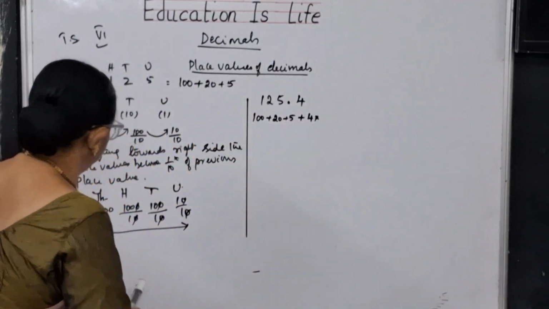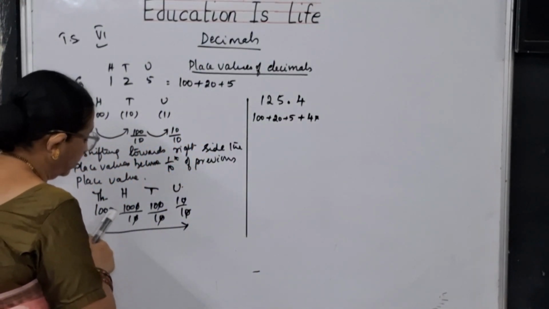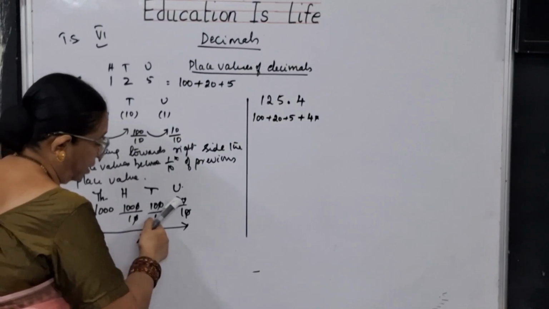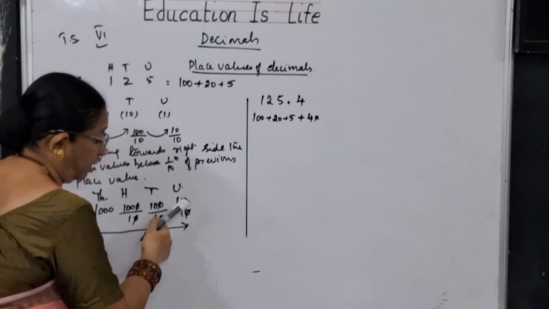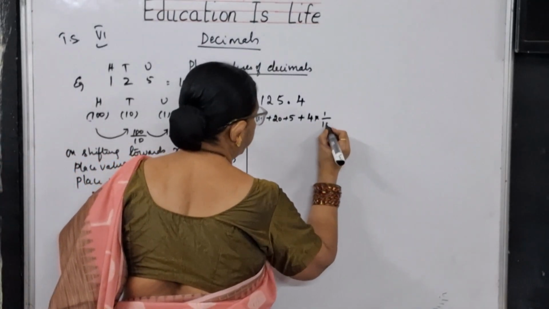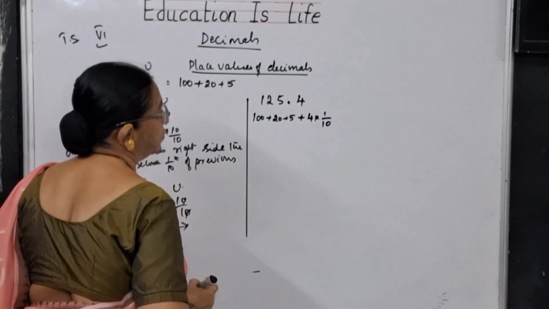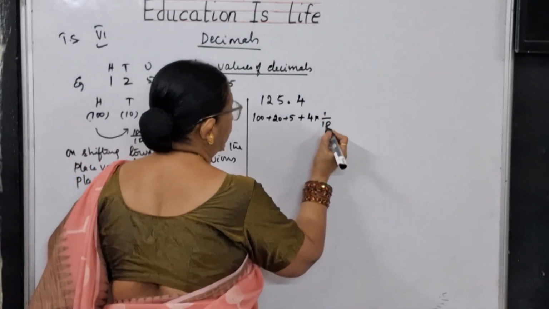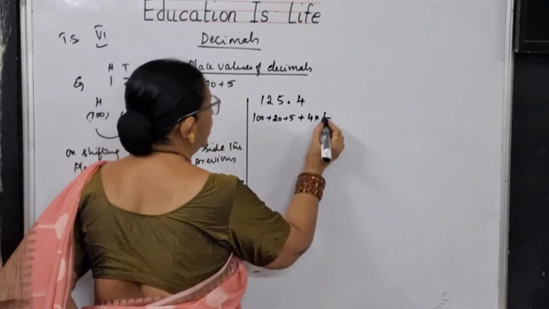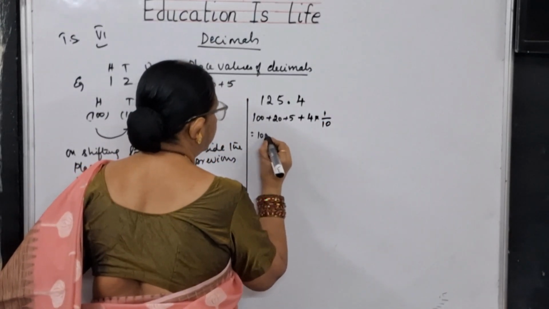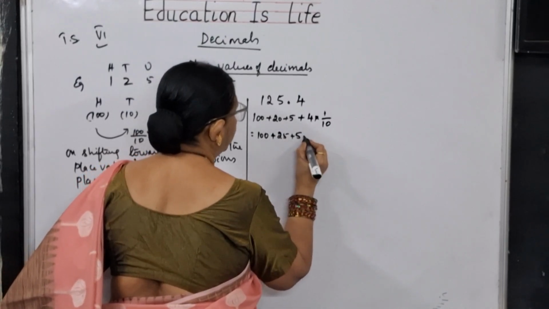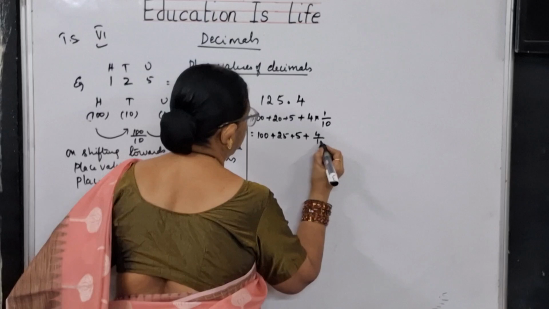See, here we have done 1,000 divided by 10, and 100 divided by 10, 10 divided by 10, so you have got 1. Now what I should do, this 1 should be divided by 10. Are you understanding? 1 by 10, this is right of the units place. Now we are talking about the right of the units place. So 1 by 10, what is the number that you will be writing? 100 plus 20 plus 5 plus 4 by 10.